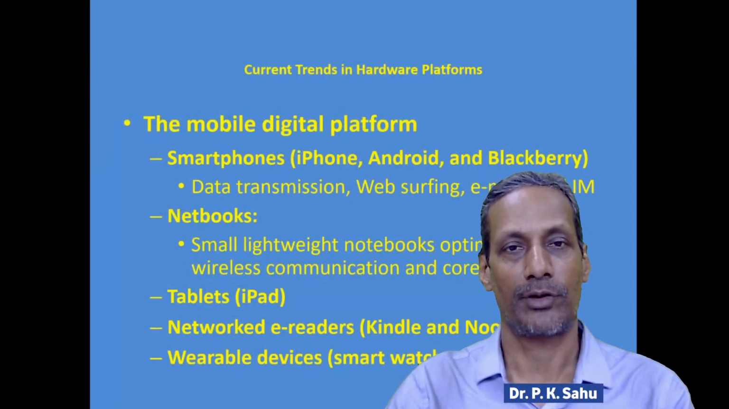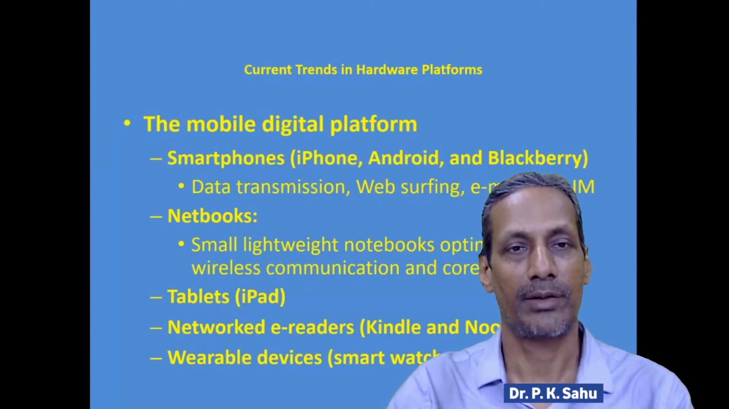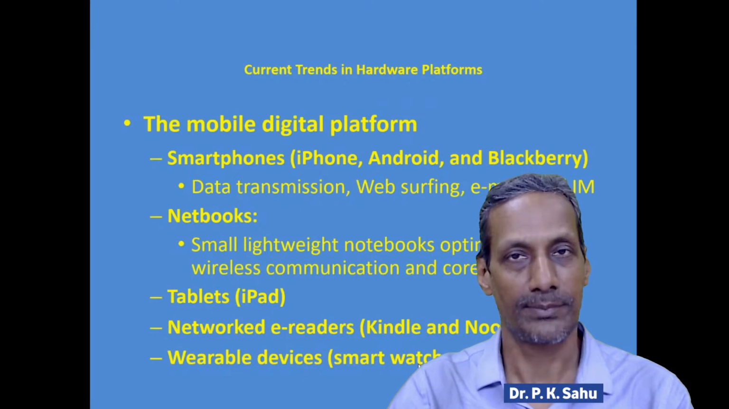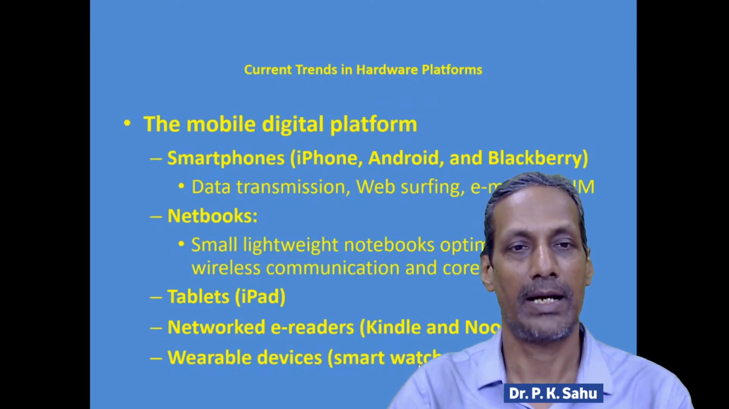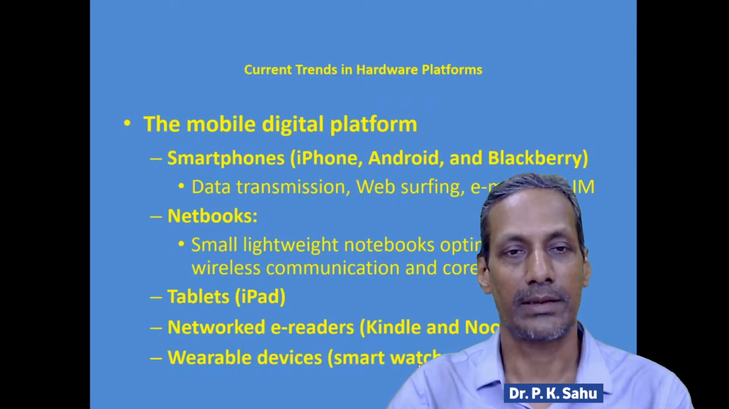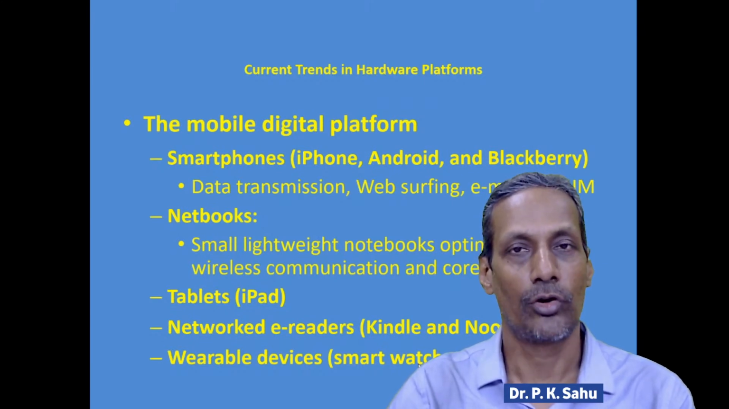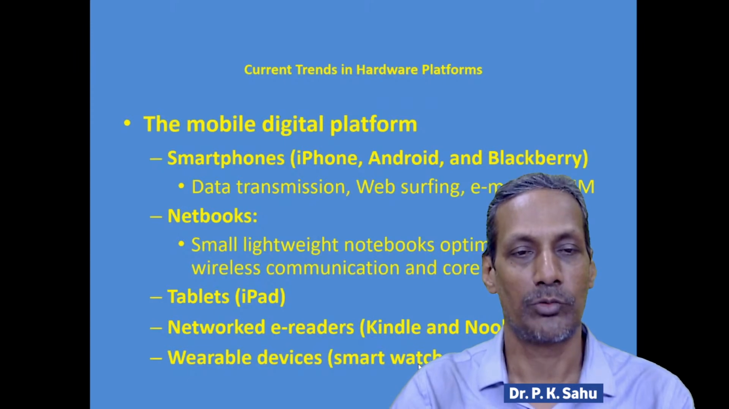The mobile digital platform includes all of this that you see. This is the current trend in hardware platforms, like smart devices such as smartphones, the iPhones, the Android phones, and the BlackBerry, which are used for data transmission, web surfing, email, and various other activities. Notebooks are also widely used because they are optimized for wireless communication and core tasks. When you are on the move, you can make good use of tablets or iPads.